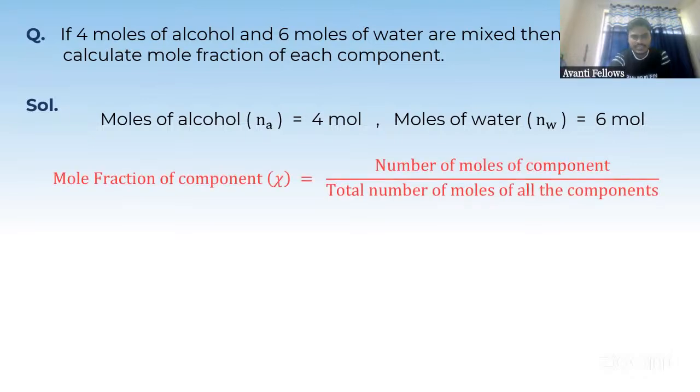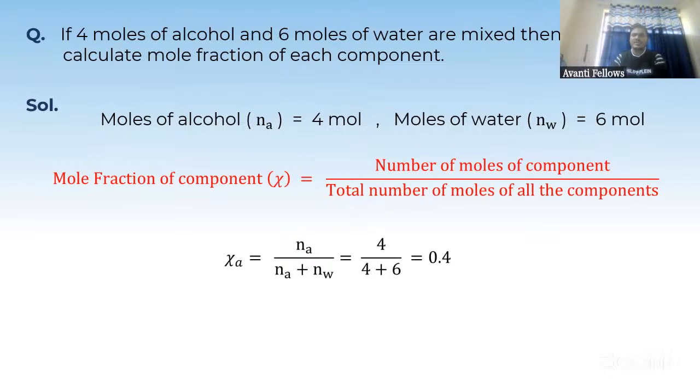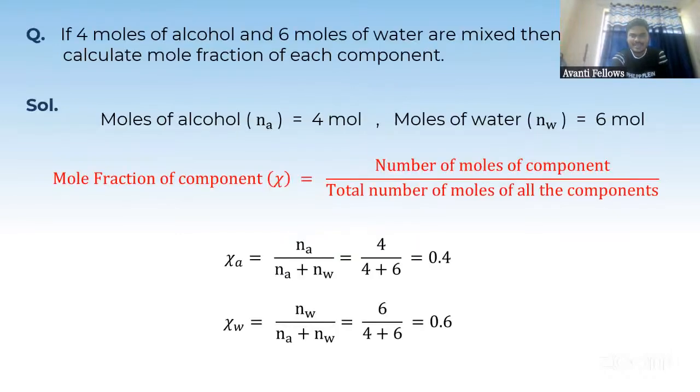Now let's see the next one. The mole fraction of a component is equal to the number of moles of the component divided by the total number of moles of all the components, right? So we have XA, that is the number of moles of A, which is 4, divided by 4 plus 6, that is 10. So 4 divided by 10 comes out to be 0.4. Or we can calculate the mole fraction of water, that is the number of moles of water divided by the number of moles of alcohol plus water, 0.6, right? So this is how you can calculate.